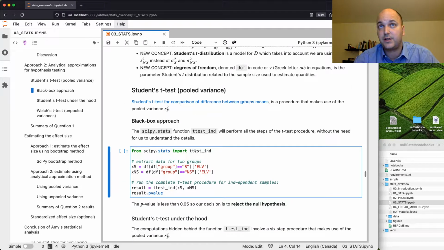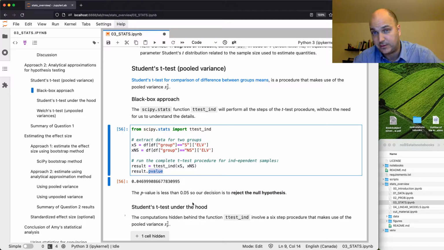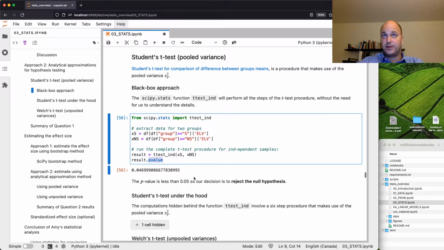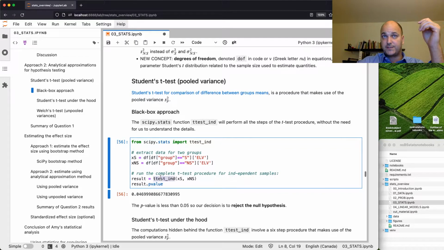You just import the t-test for two independent groups, comparison of two independent groups, from scipy.stats. You get the data for each group, run the test, and print the p-value. Wow. So this is what I call the black box approach. We didn't touch any t-distribution. All the work is done inside this function.